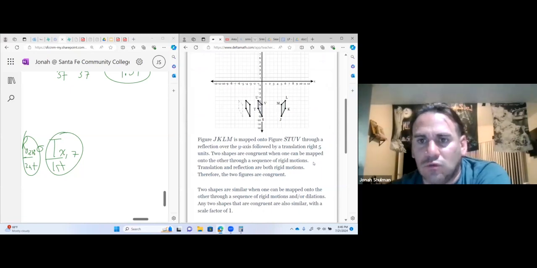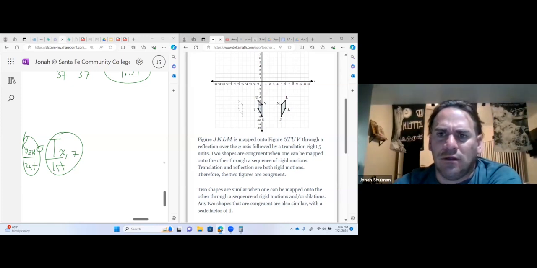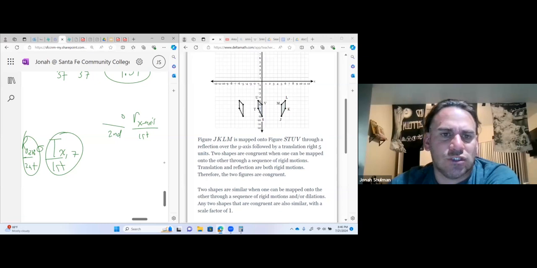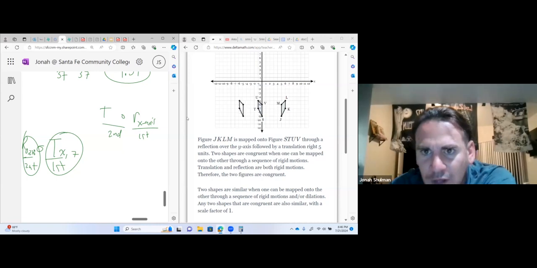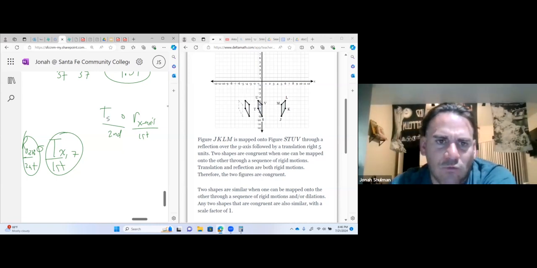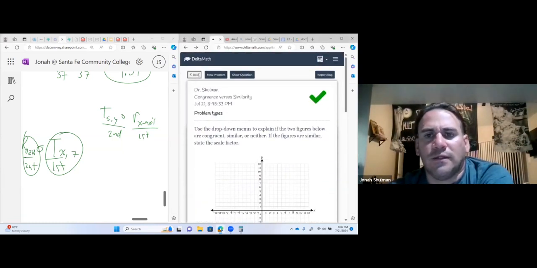Whoa! So there's the composite. So this would look like reflection over the x-axis. So that's the first move. So it's reflection. I know it looks a little backwards, but that's the first move. And then the second move is a translation. 1, 2, 3, 4, 5, 6, 7. What did we get? We got 1, 2, 3, 4, 5. 5. And y stays the same. Cool. All right, let's see what else we got.